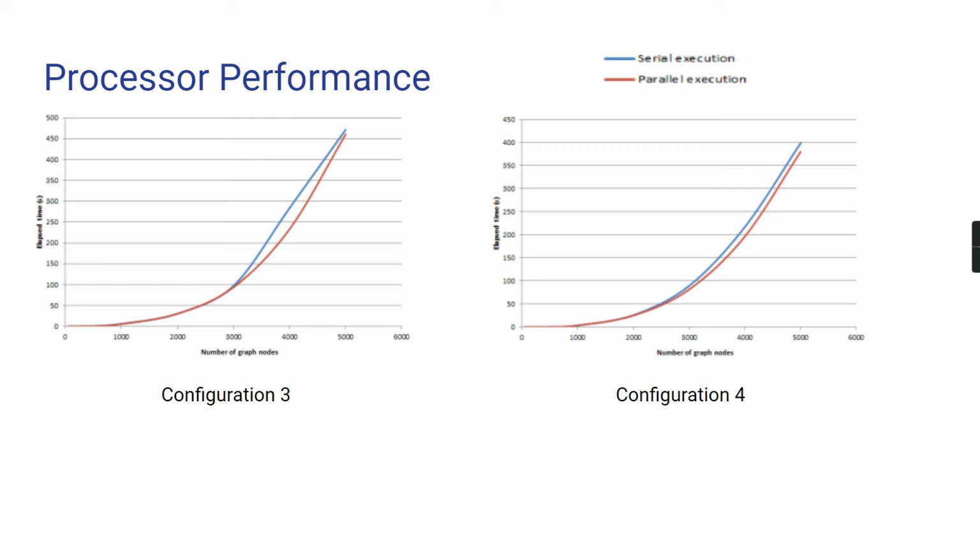And finally, configuration 4, which was the slowest of the 4, also doesn't start to see speed ups until, say, 2,500 nodes, or even later, where it becomes more obvious at 3,000 nodes. The parallel execution times for that seem to speed up faster than they do with the previous 2 configurations.